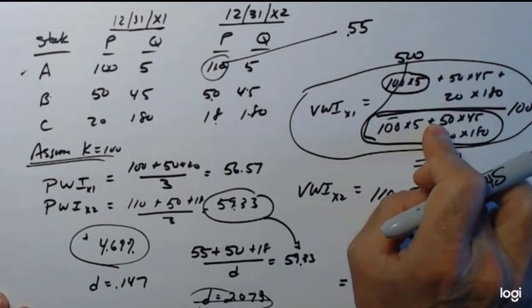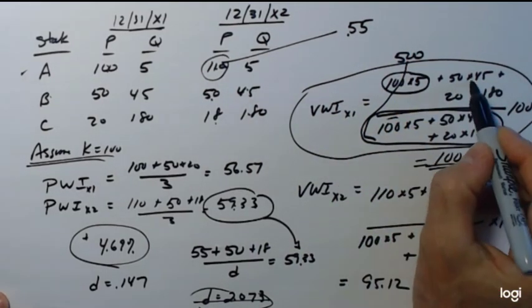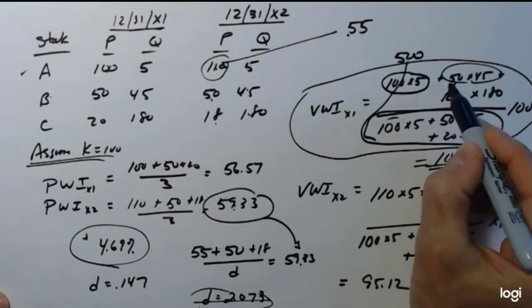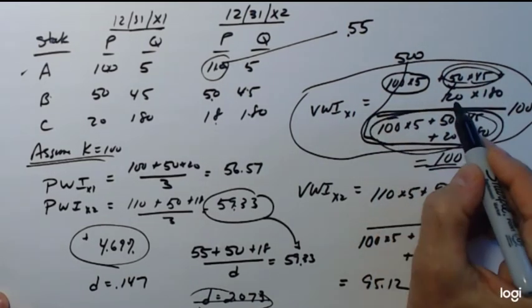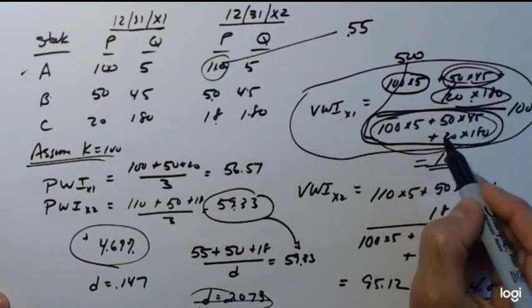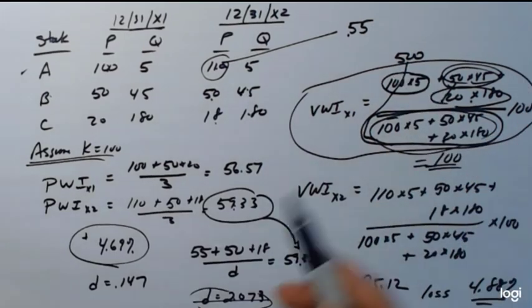So it's 500 divided by this number, that's the weight. And then for stock B, it's this number divided by this. And for stock C, the weight is this number divided by this. And the weights will all add up to 1. So the weight of each stock is its market cap relative to the total market cap of the index. That's how much it gets invested.